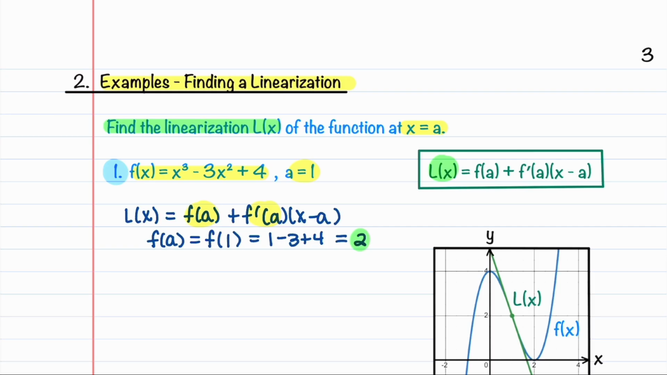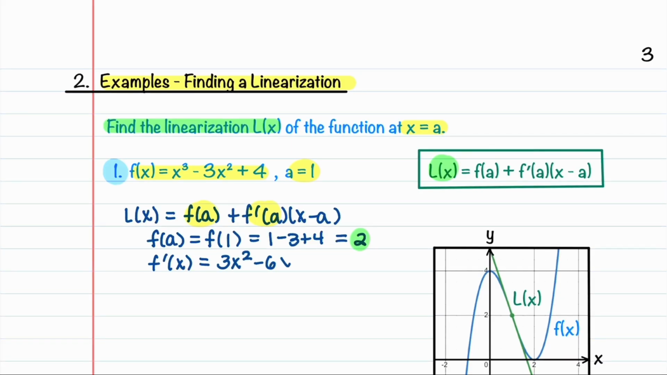Now we need to find f prime of a, so we first have to find f prime of x. So f prime of x, looking at f of x up above, is 3x squared minus 6x. And now f prime of a is just f prime at 1, and that is 3 minus 6, which is minus 3.